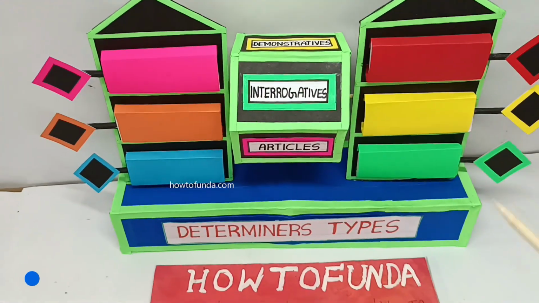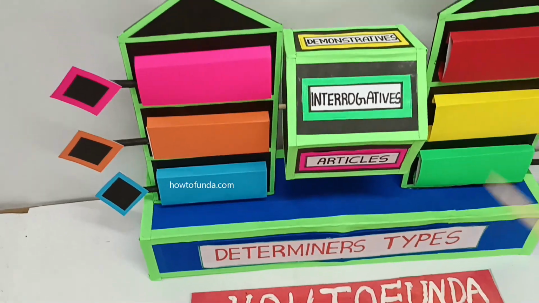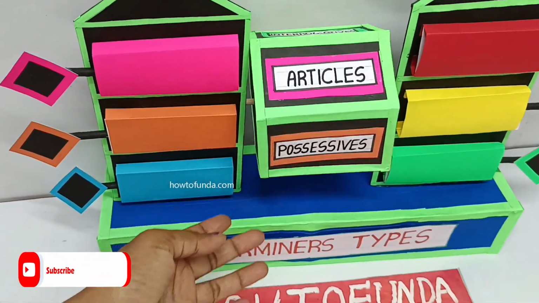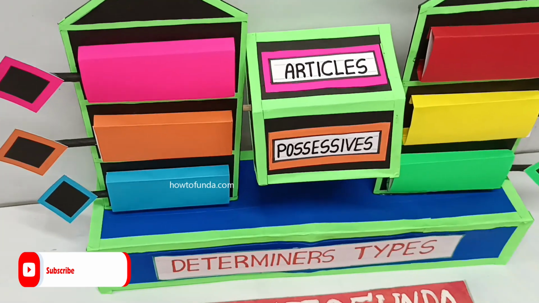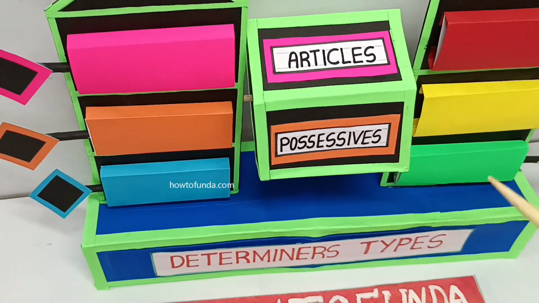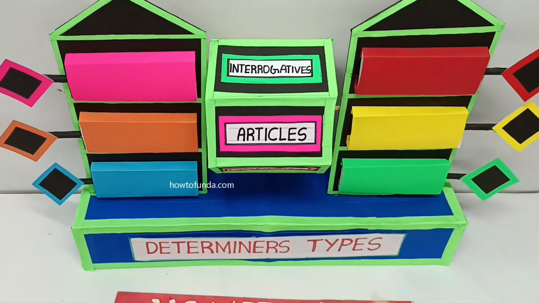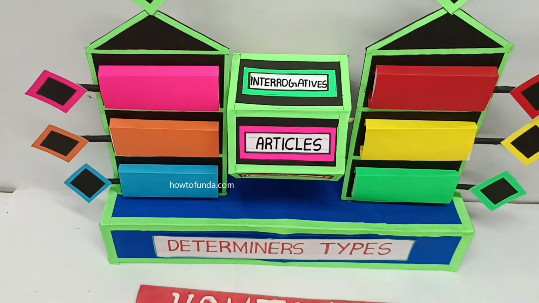So let us first understand what determiners are. A determiner is a word that comes before a noun to clarify what the noun is referring to. We have 6 types of determiners that we want to demonstrate here.